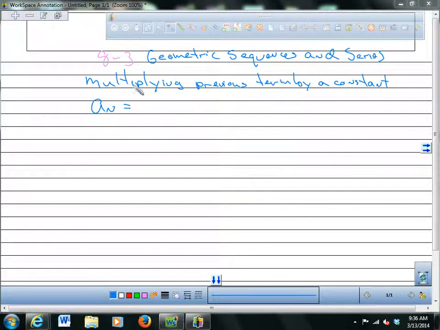A geometric sequence is a sequence formed by multiplying the previous term by a constant. A series, again, is when you're adding them all up. A sequence is just a list of numbers.